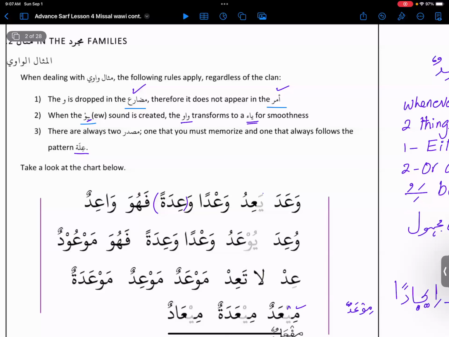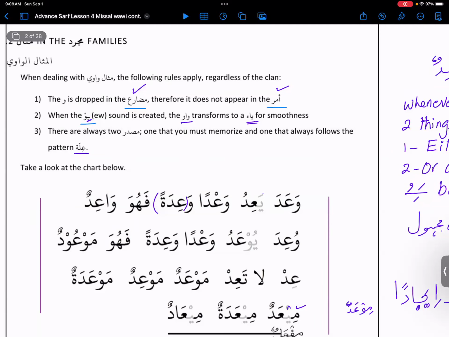This is one point. Number two, when the waw is sakin and we have kasra before it, a sound is created and the waw transforms to a ya for smoothness. That is going to happen basically in family four, right? In the Aslama family, when we have Islaman as a masdar, we have kasra, and it can happen in other families too, I think, wherever the Iktaraba family as well. So in the masdar, that change is going to occur, and that is happening just for the smoothness. And there are always two masdars: one that you must memorize, the other is with ta, ilata. That is going to be the version of it.